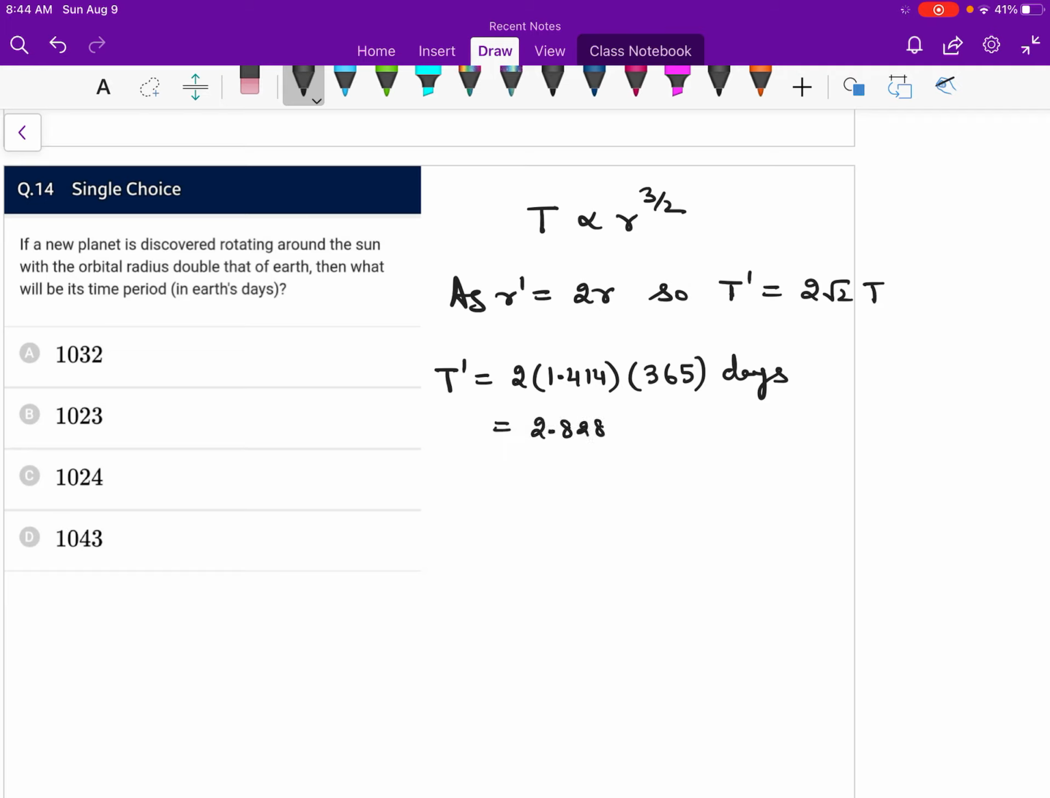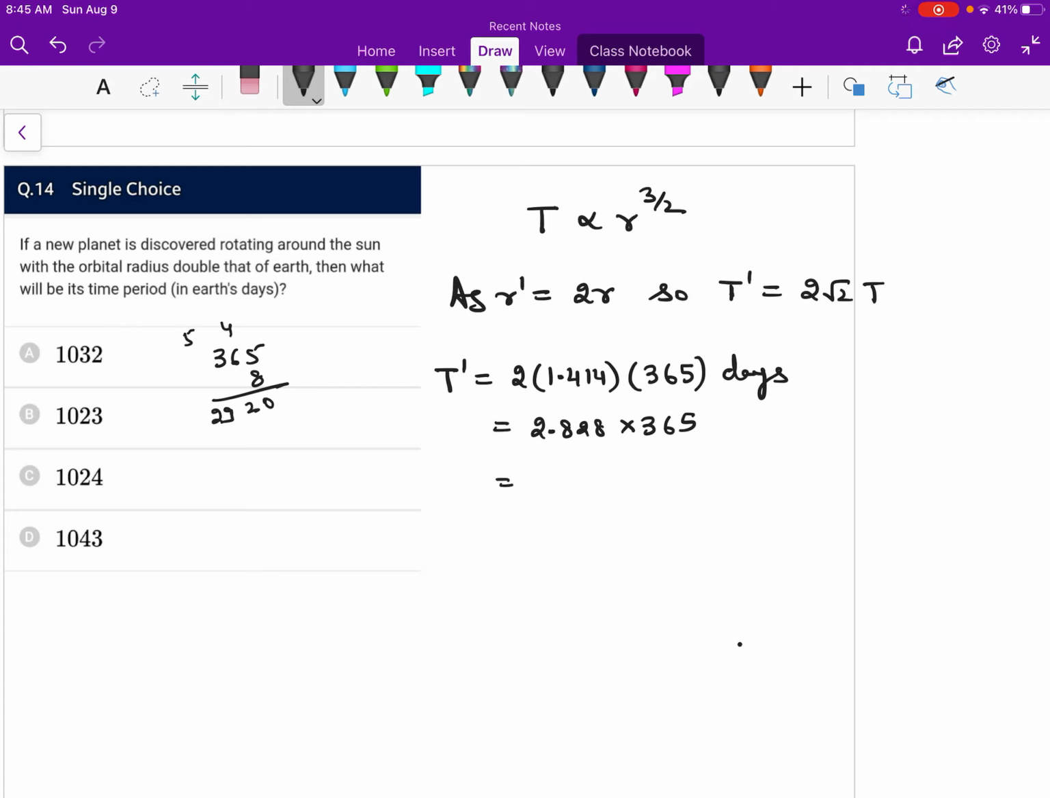So this is 2.828 into 365. So let's multiply 365 by 2.828 directly. So 365 into 8. So 300 into 8, 2400. 60 into 8, 480. So 2880 and 2840. So this is 365 into 8. 8 5s are 40, 0. 8 6s are 48, 4, 2. And 8 3s are 24, 5, 2920.